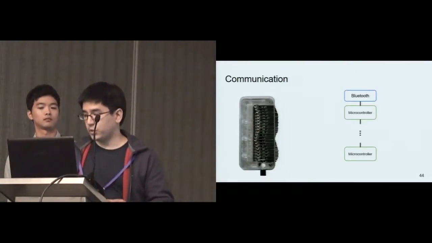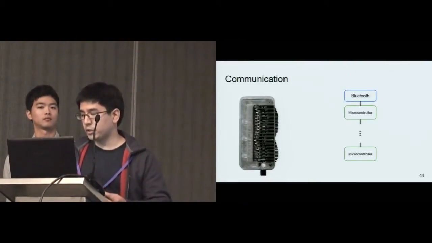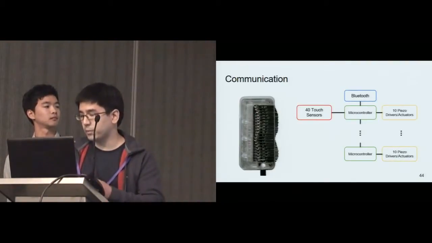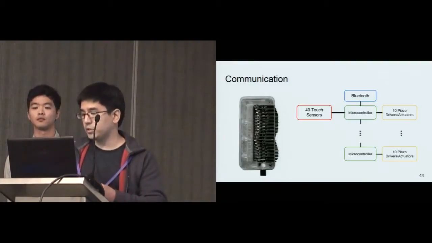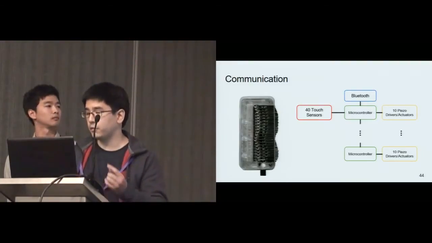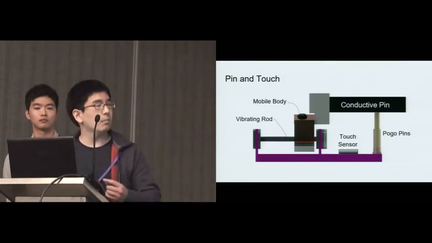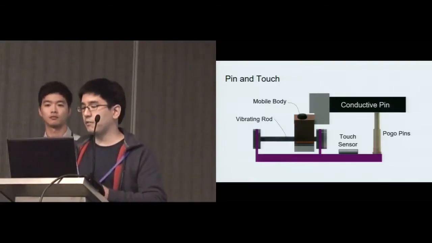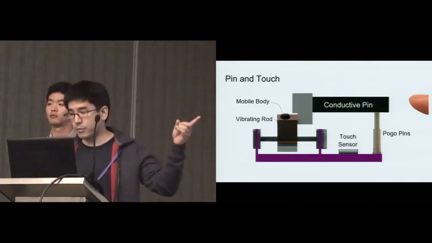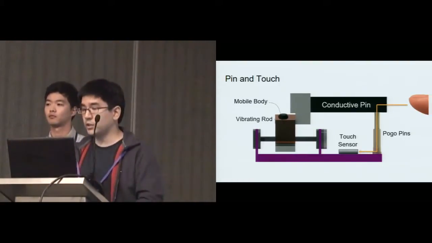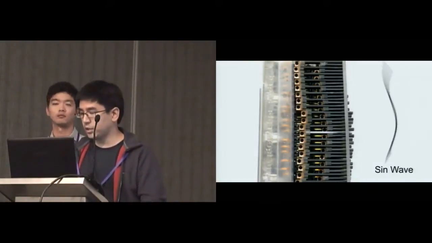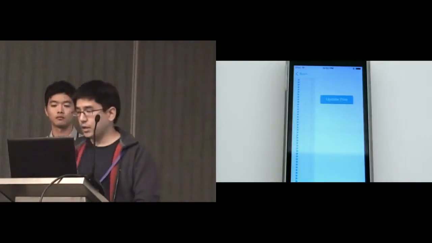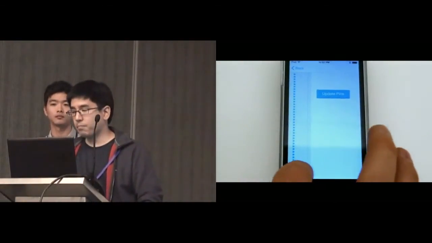Inside the device, there's a Bluetooth module, and we are using 4 microcontrollers, and each microcontroller controls 10 piezo actuators to control all of the 40 pins. 4 touch sensing modules read the touch information of 40 pins and send the information back to the master microcontroller. So as in the picture there, the mobile body consists of the moving part of the actuator and the conductive pin. The conductive pin delivers touch information through the pogo pin to the touch sensor via its spring contact. And this shows how 40 of them work in the inside of the working prototype.